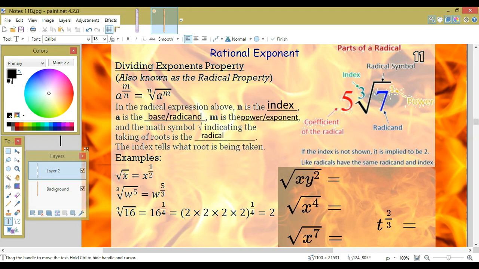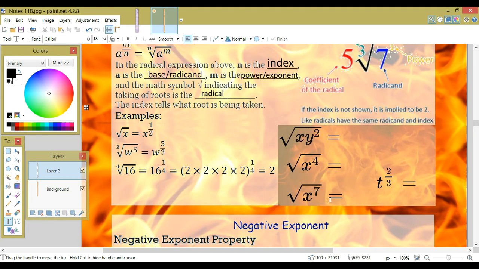Here's some examples. The square root of x is x to the 1/2 power. The cube root of w to the 5th power is w to the 5/3 power. Try these and then we'll go over them together in class.